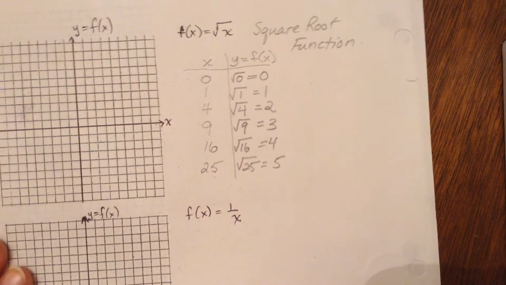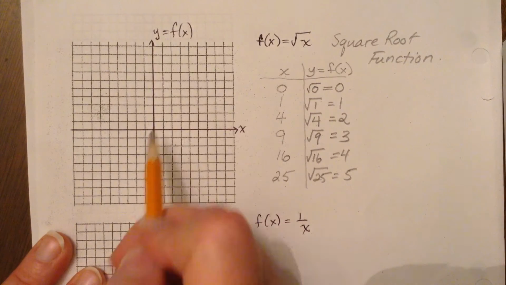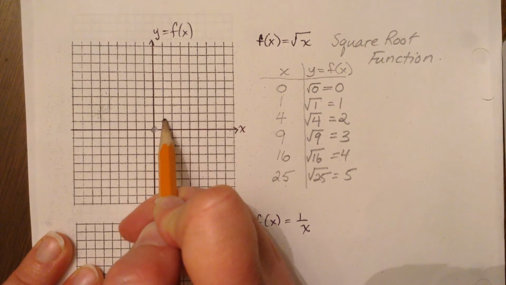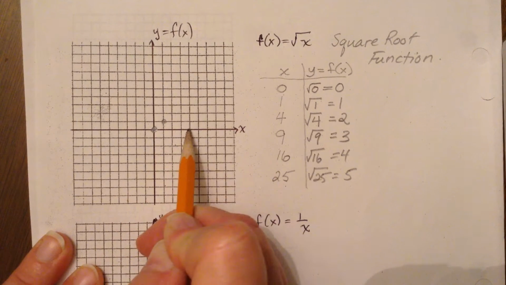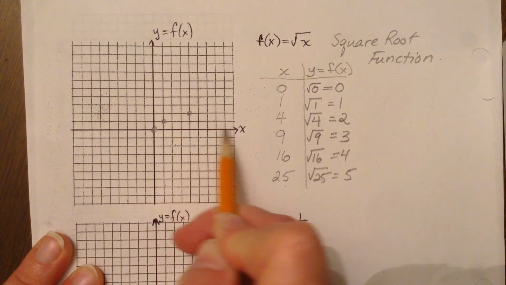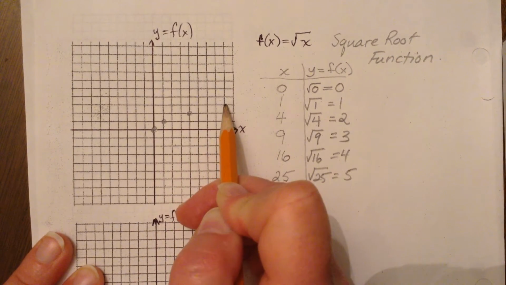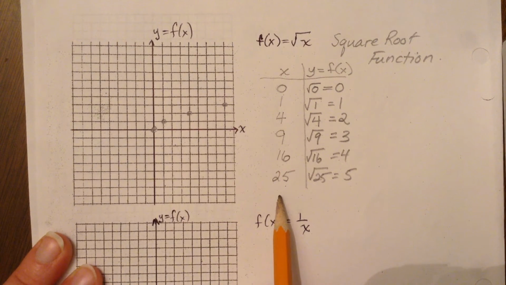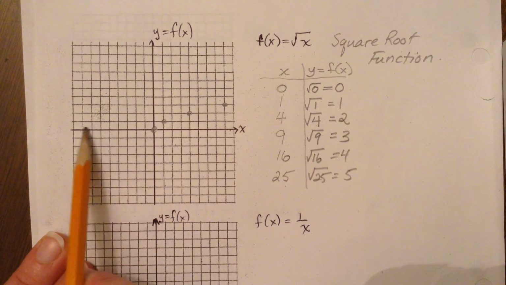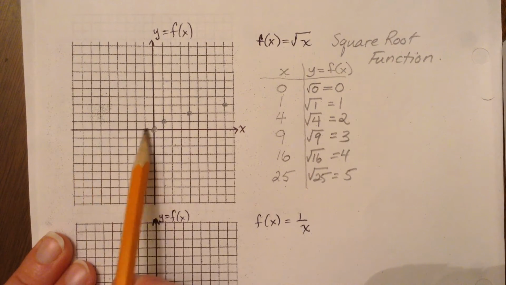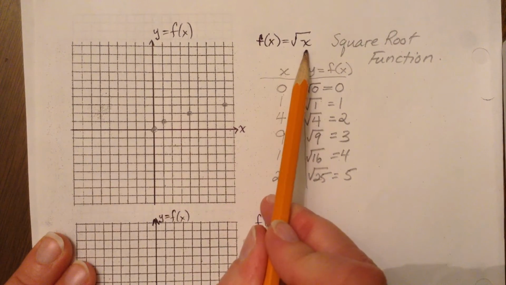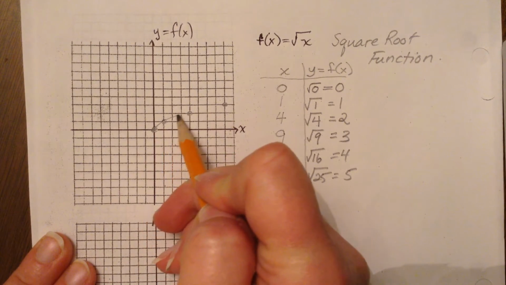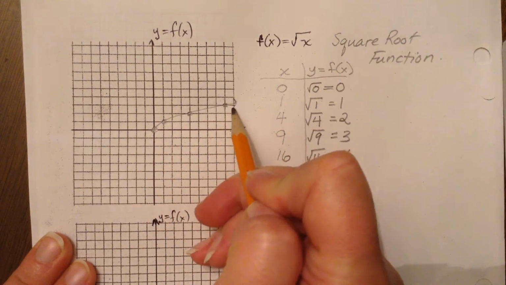So when we plot these values, looking over at our graph, 0, 0, 1, 1, now we go over to 4 and up to 2, over to 9 and up to 3. You can see we don't have room to plot the 16 and the 25. And we're not going to plot any values that are negative because those fall outside of the domain of this function. We cannot take the square root of a negative number. So now we connect these in a smooth curve.